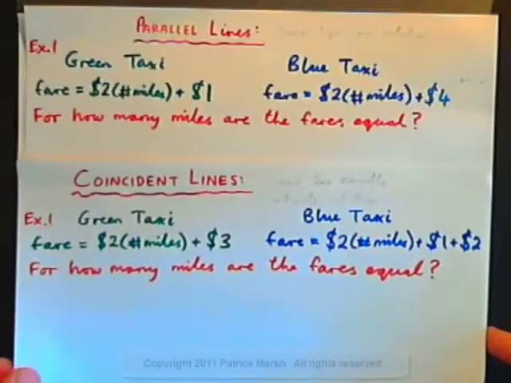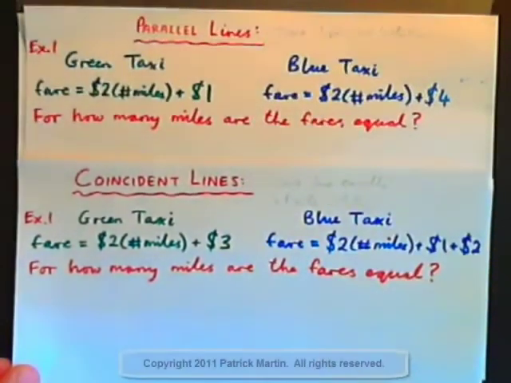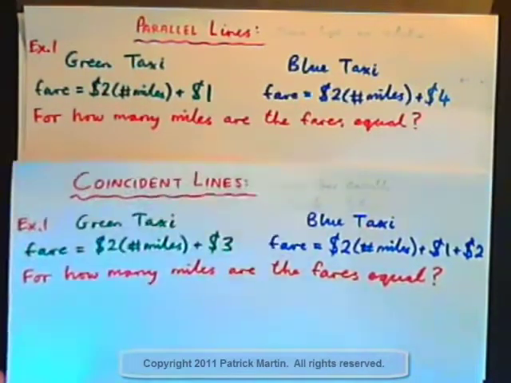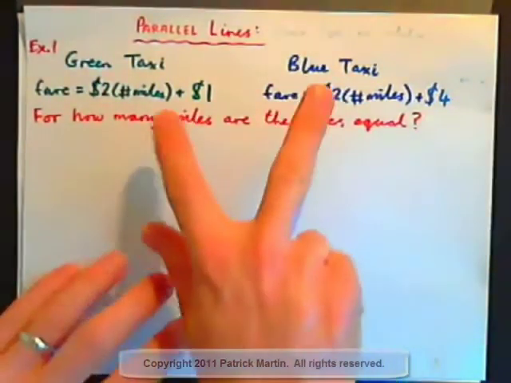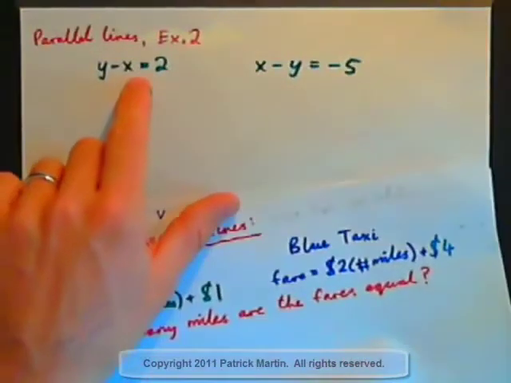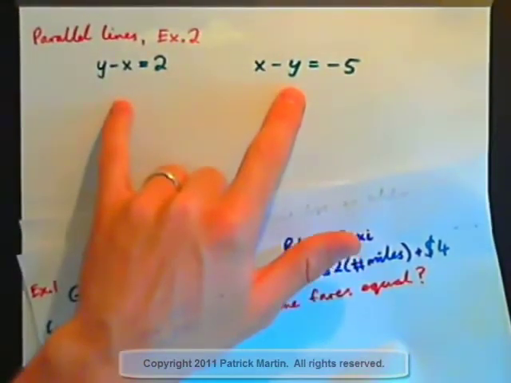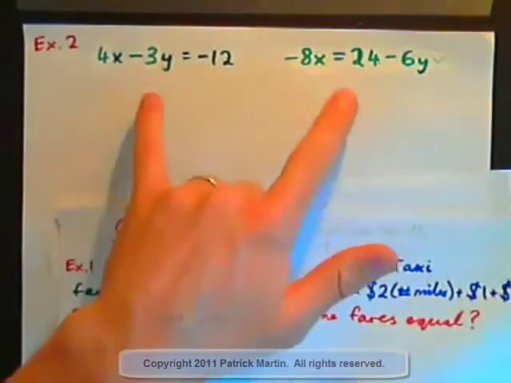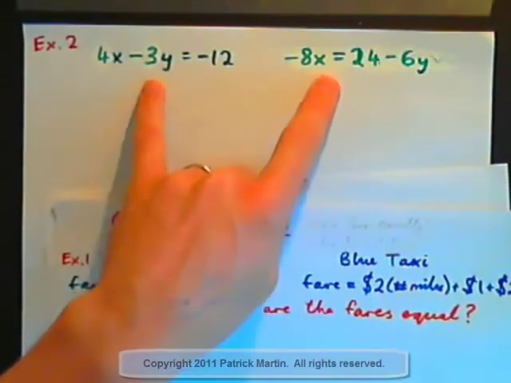Okay, we're going to have a look at parallel lines and coincident lines, graphing them and what they mean. So we'll start with a simple example of parallel lines of blue and green taxi. And we'll graph that, and then we'll do a theoretical example of parallel lines. And then we'll have a look at coincident lines, a simple example with two taxis. We'll graph them. And then we'll look at a theoretical example of coincident lines and what it looks like.